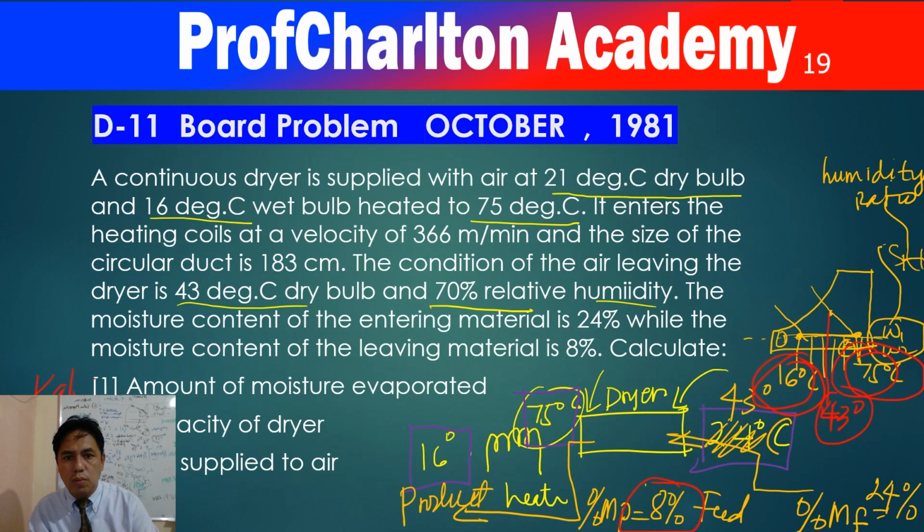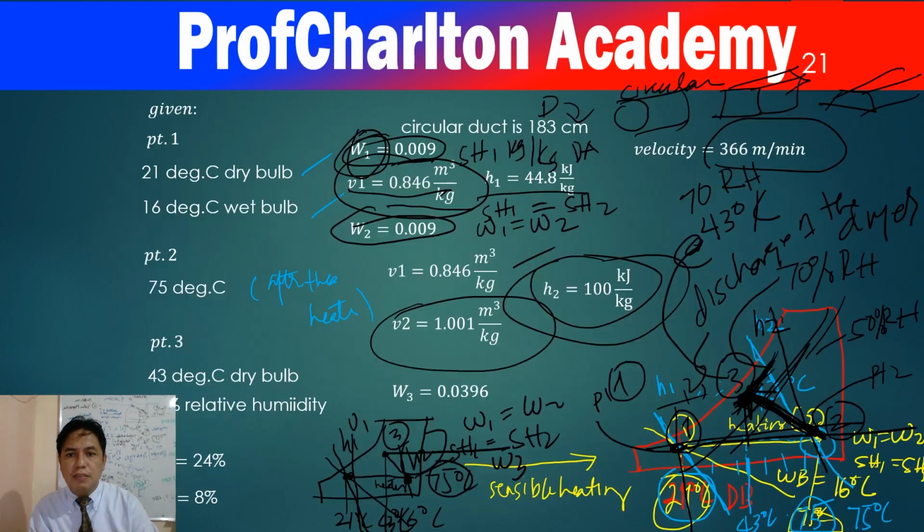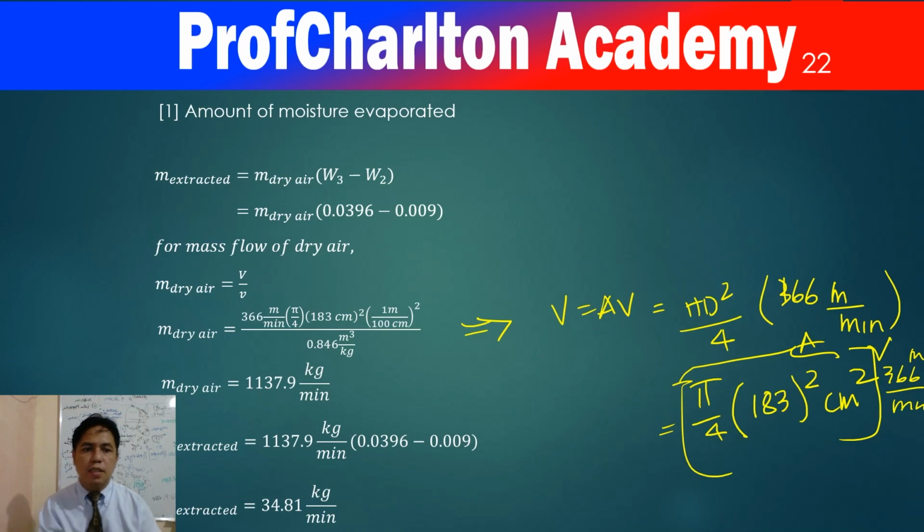Meter, is it meter or what? Yeah, 366 meter per minute. Sorry. So there's a problem here because meter and then minute, okay? We have to do something about this. So meter per minute, so this one, right? So we have to convert this into meter, no? So let me put this pi over 4 times 183 square, then centimeter square.